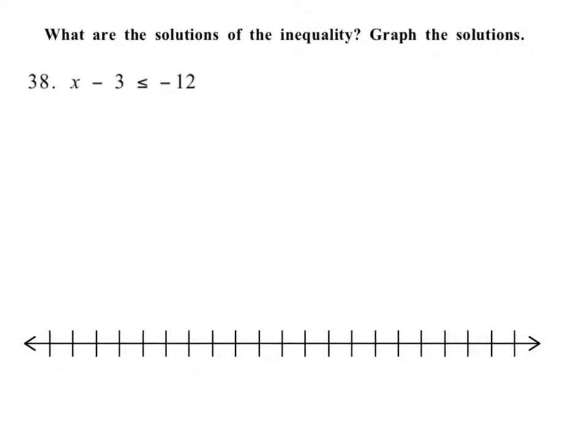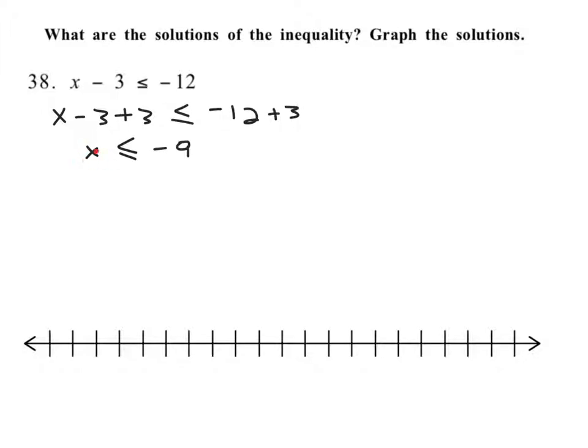Okay, we're going to take this inequality and we're going to solve for x. So we say x minus 3, we want to undo that minus 3 with a plus 3. And if we do it to one side, we got to do it to the other side. And now when we simplify it, we say x less than or equal to, that works out to be -9.